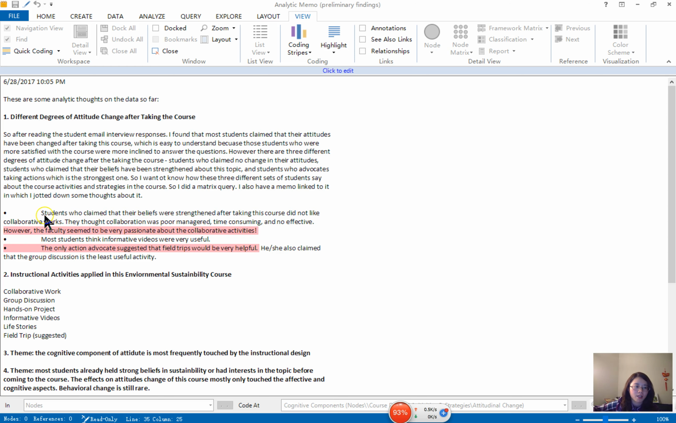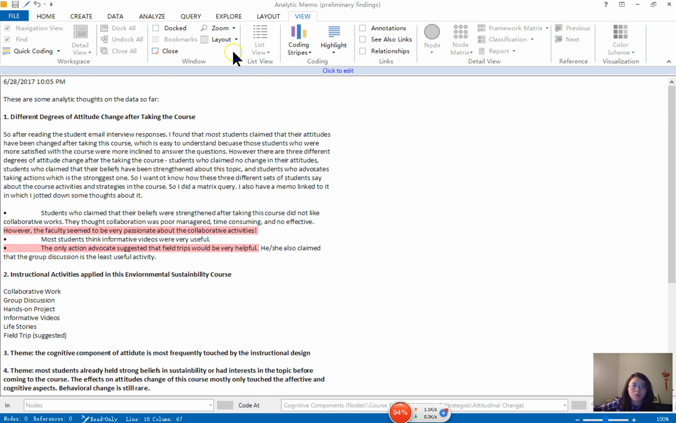I found that students who claimed that beliefs were strengthened after taking this course did not like collaborative work. They thought collaboration was poorly managed, time-consuming, and not effective. I'm sorry, it's a typo. However, the faculty seem to be very passionate about these collaborative activities.